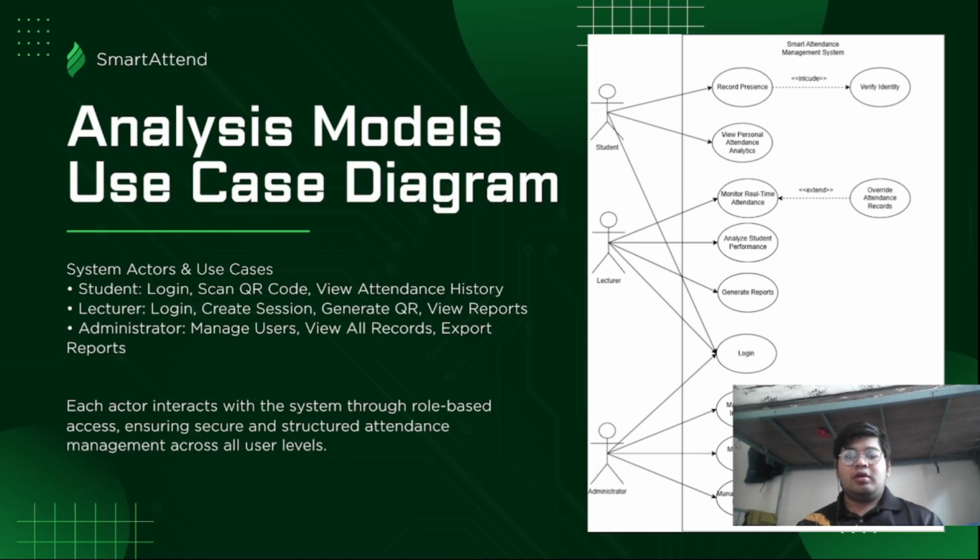And now, let's talk about the use case diagram. This diagram shows there are three main users interacting with the system. The first actor is the student. They can log in, scan and record attendance, verify their identity, and view their attendance history.